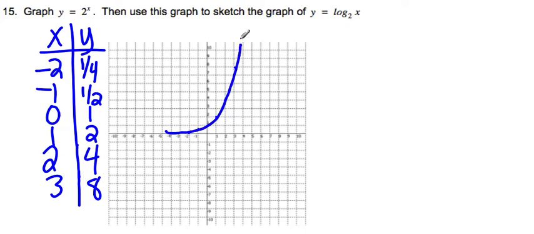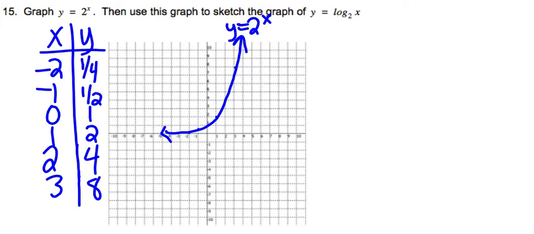And again, we have another exponential growth. Not quite as steep as our other two because 2 is smaller than e and it's smaller than 10, but this is y equals 2 to the x. Same things are true about this, that the domain is all real numbers, the range is greater than 0.